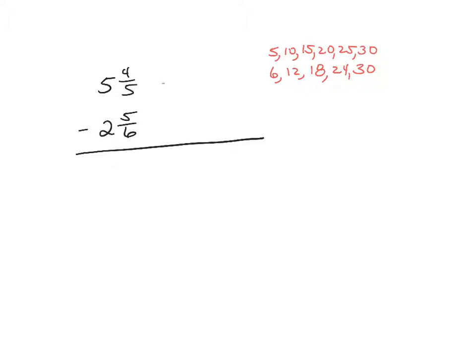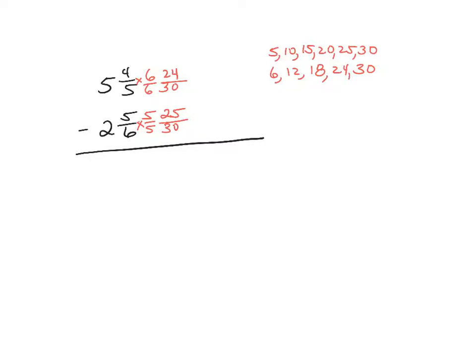I'm going to change both of these into 30ths. If I change 4/5 into 30ths, I'm going to have to multiply 5 times 6. So I have to multiply the top number by 6. 4 times 6 gives me 24. If I multiply the bottom number, 6 times something is going to have to give me 30. That would be 5. I have to multiply the 5 times 5, and I get 25/30ths.